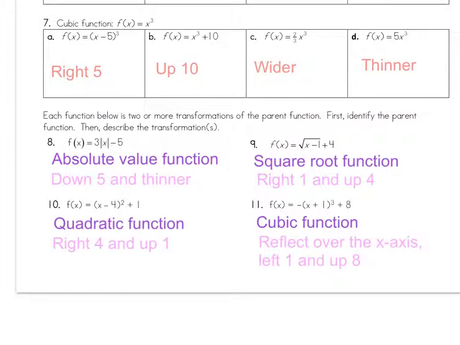So here are the answers to 10 and 11. 10 is a quadratic function that's moving right 4 and up 1. So that parabola, this U shape, is going to be moving right 4 and up 1 from the origin. And number 11, this is a cubic function. And remember I said 3 changes, so here's our reflection over the x-axis. Here's our left 1 shift and up 8.